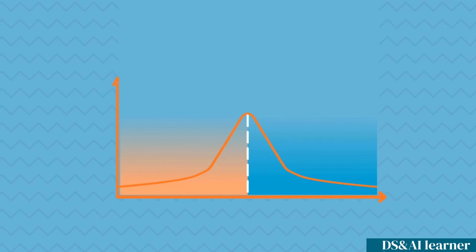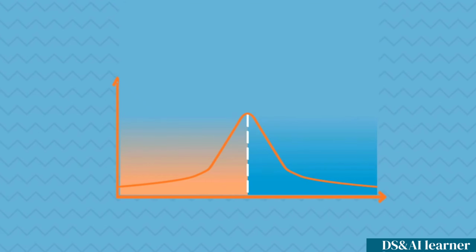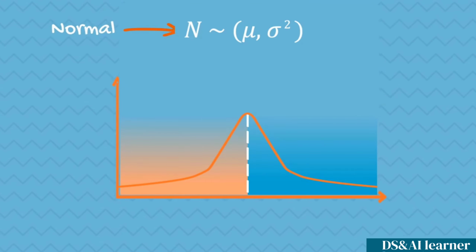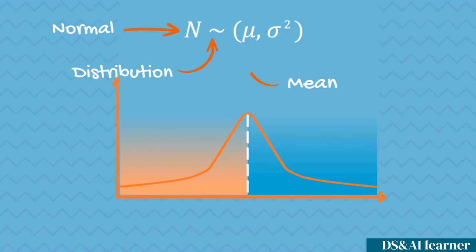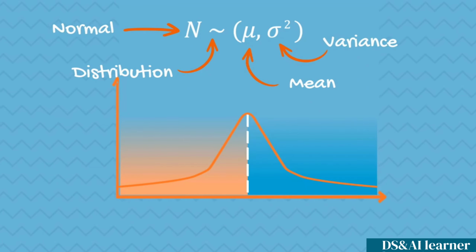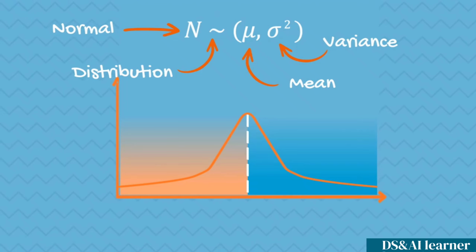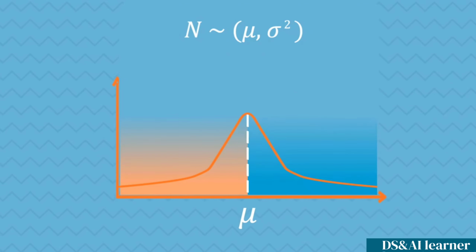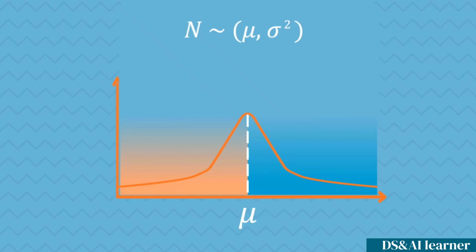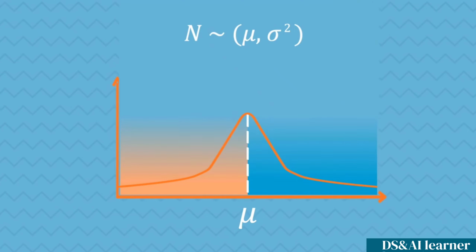All right, it is denoted in this way. N stands for normal. The tilde sign shows it is a distribution, and in brackets we have the mean and the variance of the distribution. On the plane, you can notice that the highest point is located at the mean because it coincides with the mode. The spread of the graph is determined by the standard deviation.